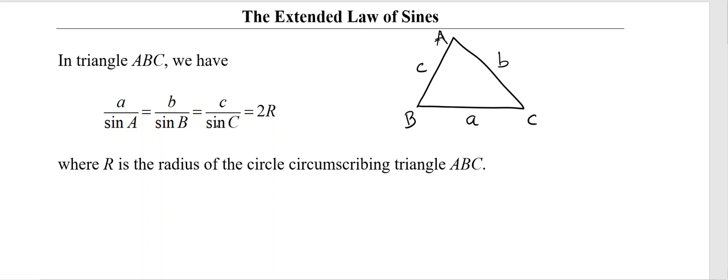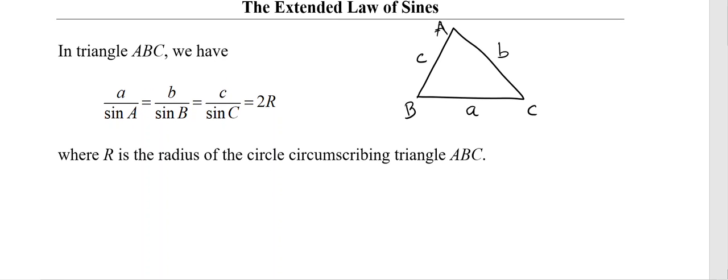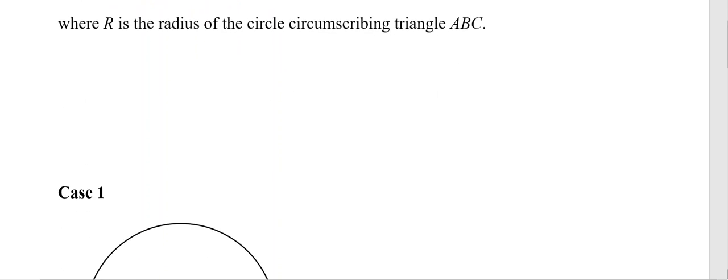Turns out all three of those ratios are equal to 2 times r, where r is the radius of the circle circumscribing the triangle. So we're going to prove this extended version of the law of sines. So to do it, we'll divide it into 3 cases.